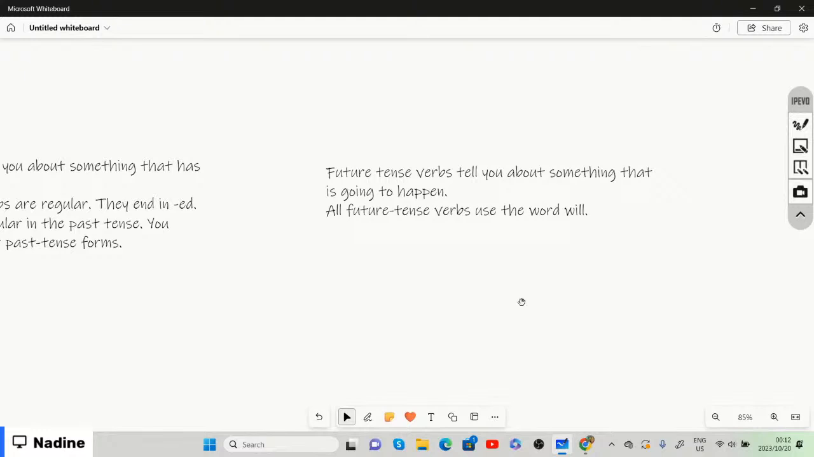The kids will go to the beach. I will write in my book. I will write in my journal. We use the word will in the future tense because that word tells us that something must still happen, or it is going to happen, or it will happen.